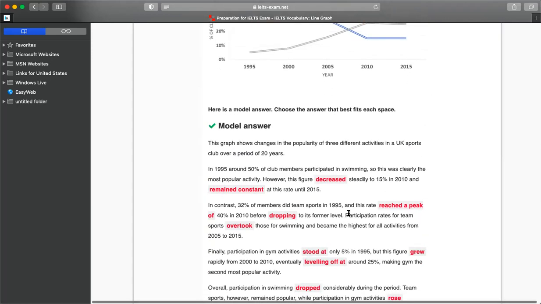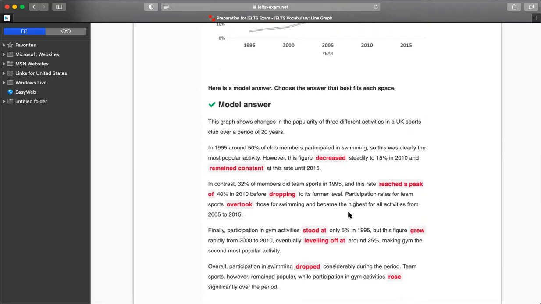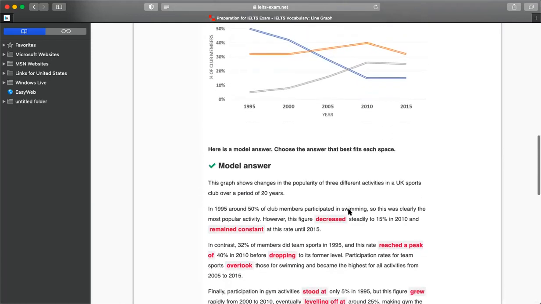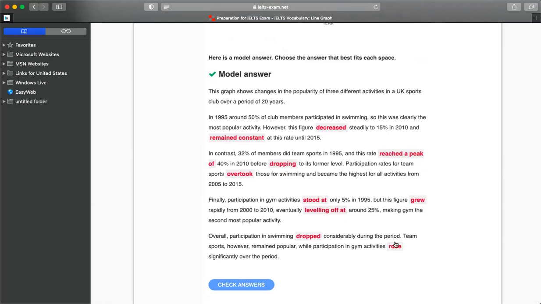So any past grammar structure you can use. You can use past passive, past simple, past continuous, past progressive, past perfect. As long as it is in the past, that's quite all right. And you need to compare and contrast data. In order to do that, you need some words. And as you can see, none of these words are repetitive. So one time they say dropping, next time they say decrease, next time they say drop.